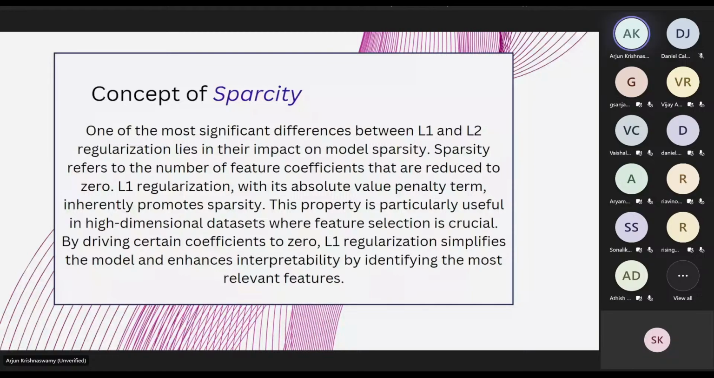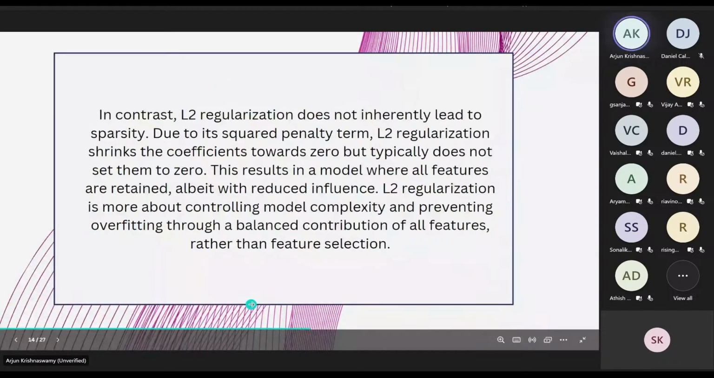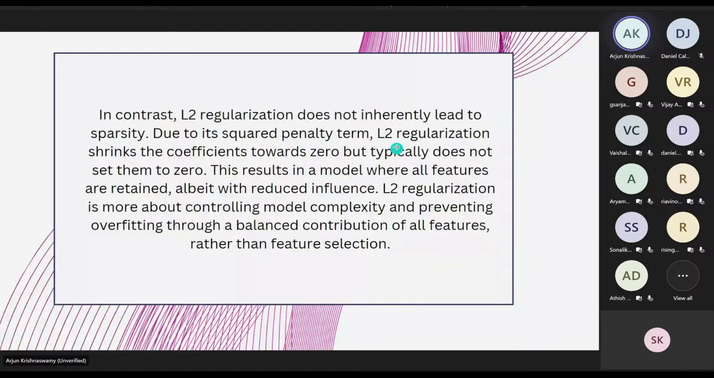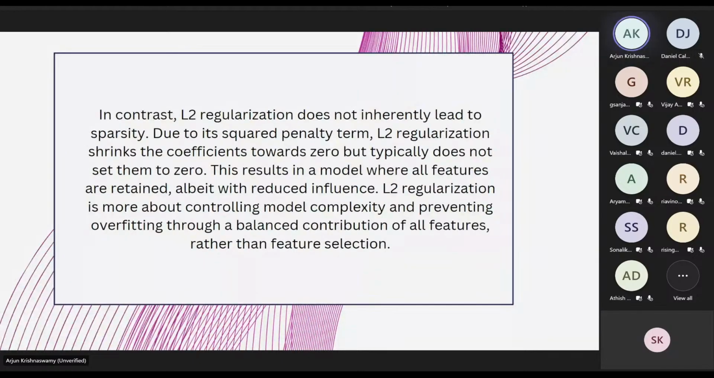So you can just go to the slide here. It's exactly what I mentioned earlier. Feature selection, making some of the coefficients zero. And in L2, it doesn't perform feature selection. So it doesn't make the value zero completely, but makes it lower. So that is the difference. The number of coefficients reduced to zero is called sparsity. So there's high sparsity in L1 and low sparsity in L2. This is the main difference between L1 and L2.